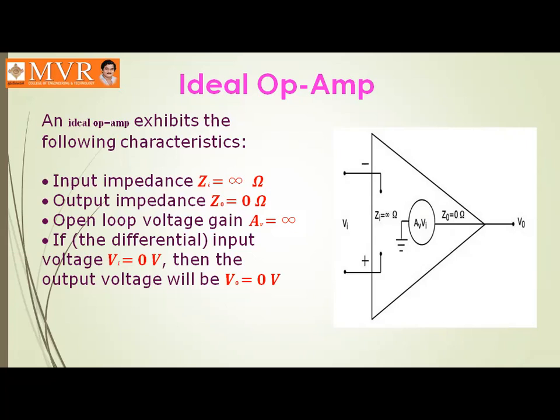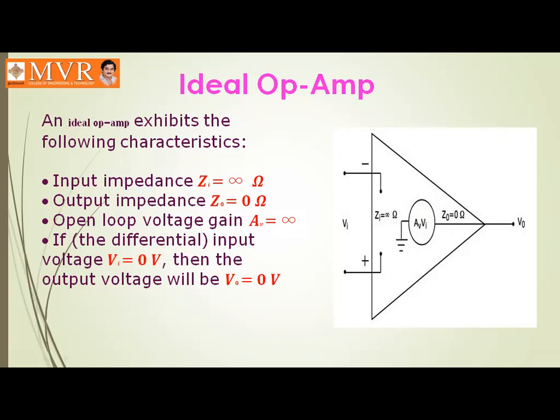And coming to output impedance of an operational amplifier, it must be almost zero. There must be no resistance in the output side of an operational amplifier for ideal op-amp. So coming to voltage gain, that is open loop voltage gain, must be as high as possible. That is what here it is indicated that AV is equal to infinity.